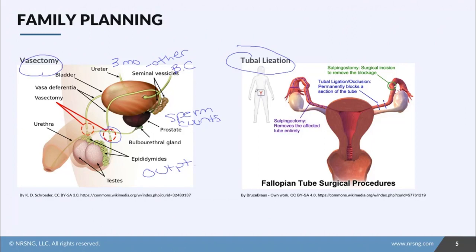Tubal ligation, on the other hand, is done for the woman, and it is when they will take the fallopian tubes, clamp them, and tie them so that no egg can travel through that tube anymore. So this will sterilize the woman. For a female, this is a little bit more of an intense procedure, with a longer recovery. Okay, so recovery is longer.